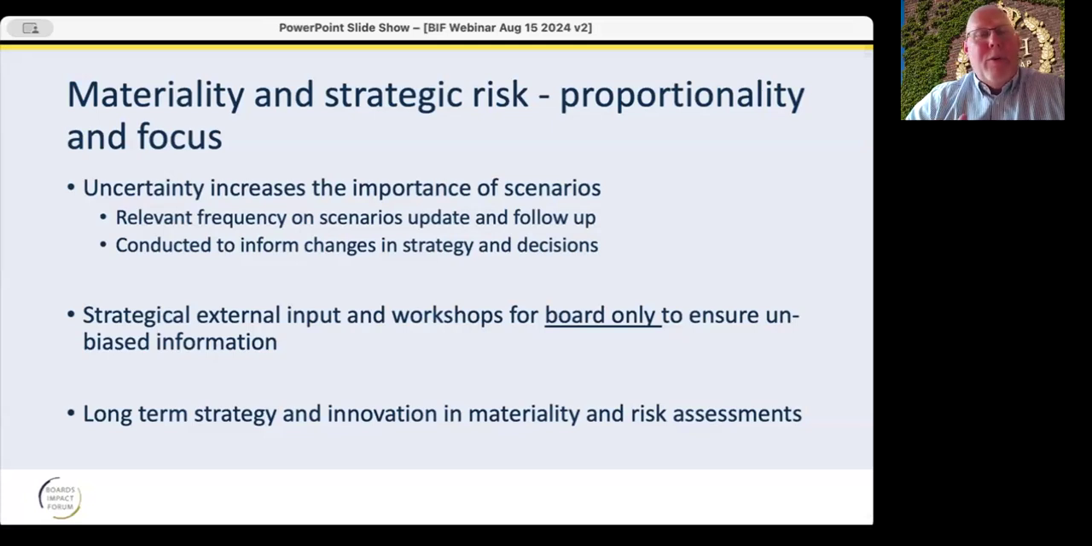So we see it as very important that the boards actually use strategic external input and run workshops for the board only, to avoid being overly biased by the present business. And in this way, they can bring in a more long-term perspective on strategy and innovation in their overall materiality and risk assessments. We can move on to the next one.